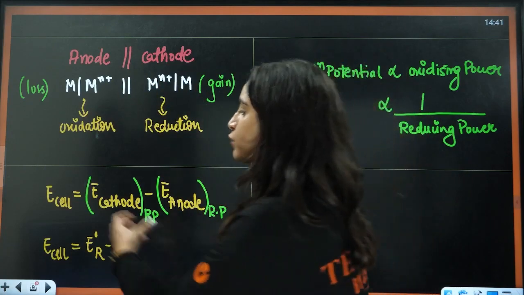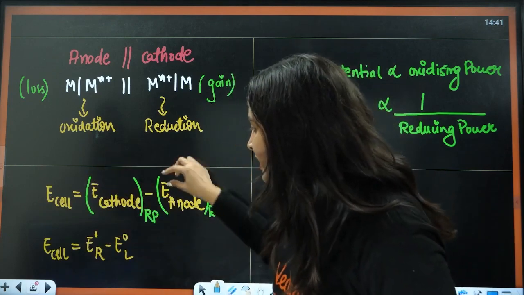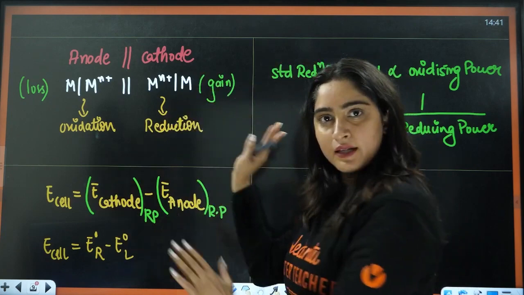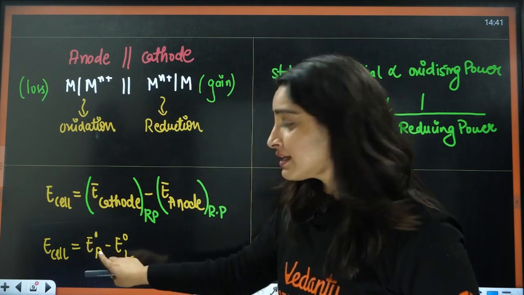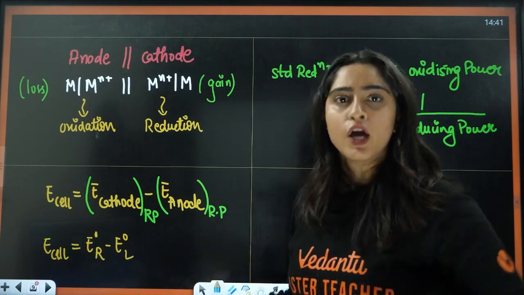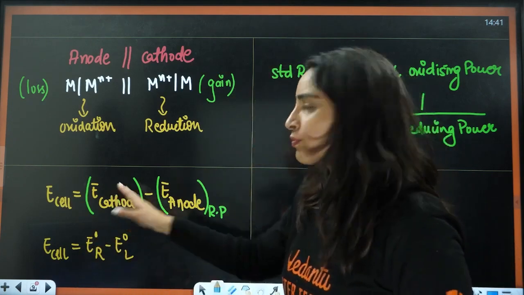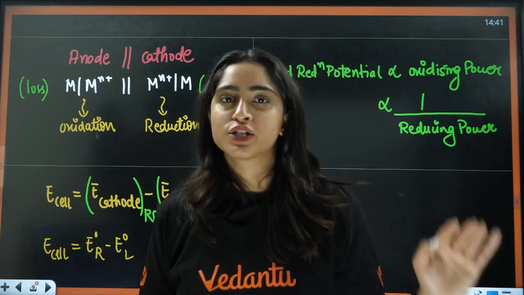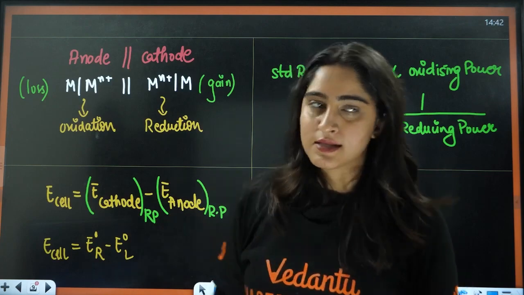Next we have how to calculate E cell. That is equal to E cathode minus E anode. Since the cathode is on the right side, that will be E of the right side minus E of the left side. You can also calculate this as E right minus E left. You can also see it like this, cathode minus anode. But always take the reduction potential, never the oxidation potential here. Always take the reduction potential in both cases, right?